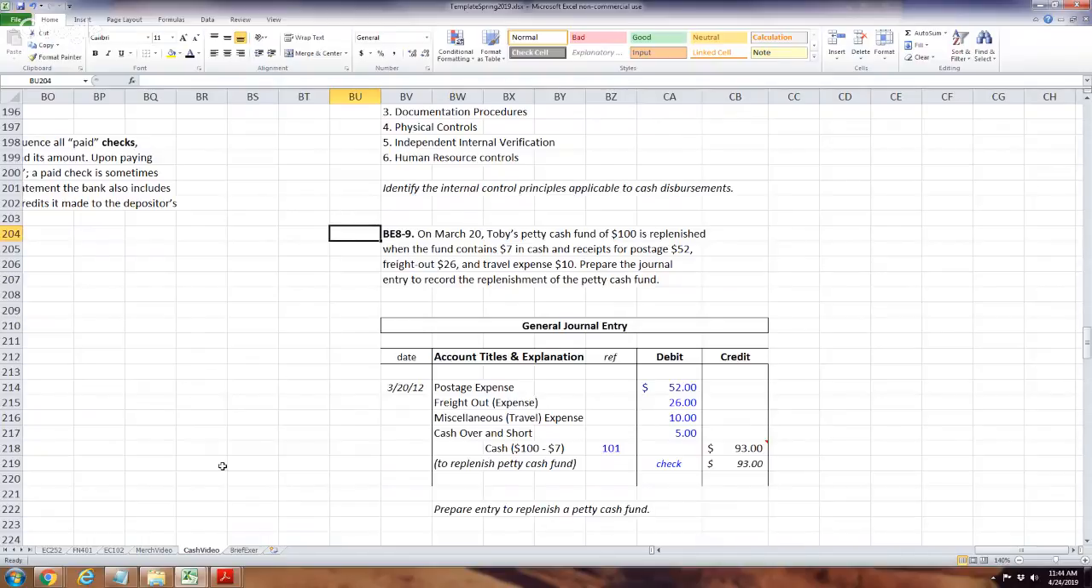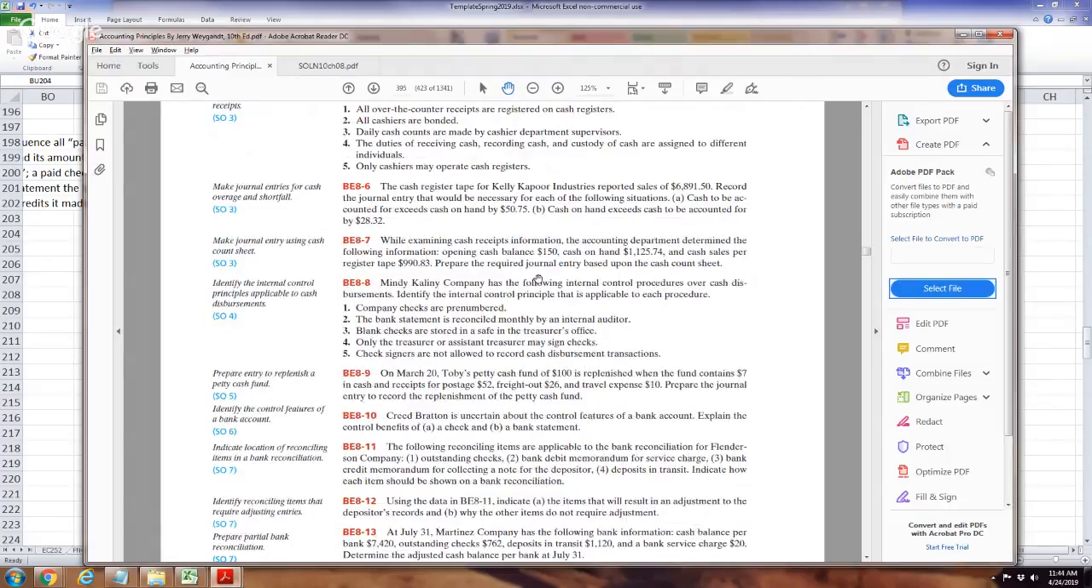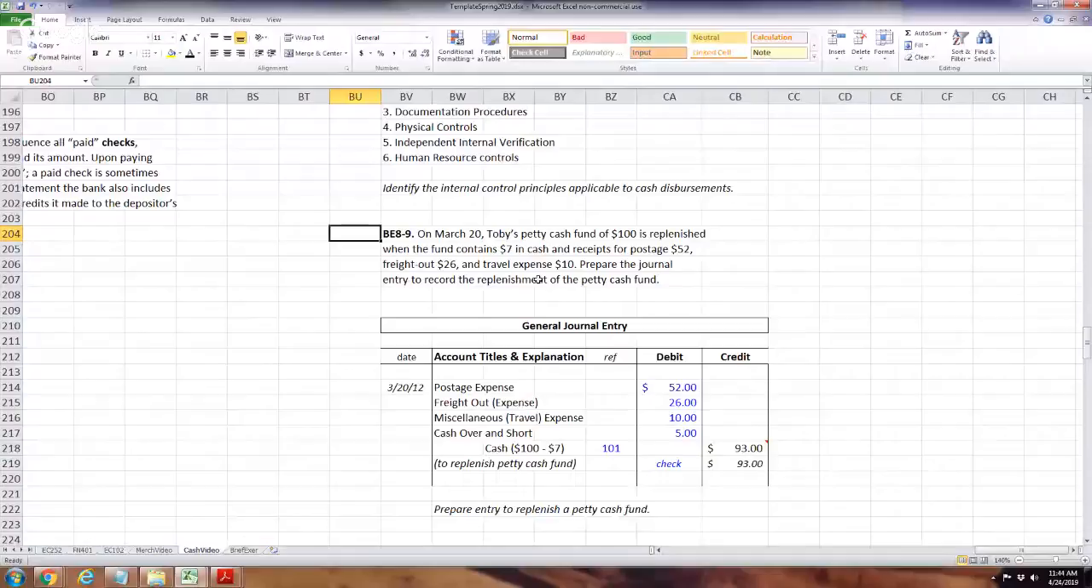Now we get to the more numerical ones. Number 9 is Toby's petty cash fund is $100. Replenished when the fund contains $7 in cash, and receipts for the postage is 52, freight 26, travel expenses 10. Prepare the journal entries and replenish the fund. Yeah, this is replenishing the petty cash fund. And we'll hope that we have the right numbers this time. I think we do. I apologize for that last time.